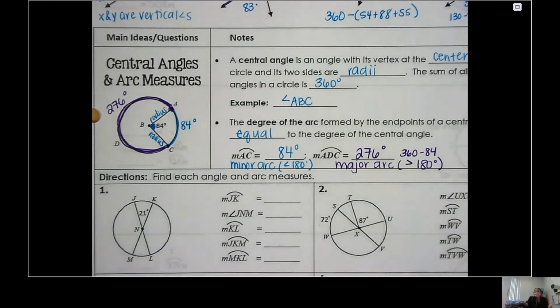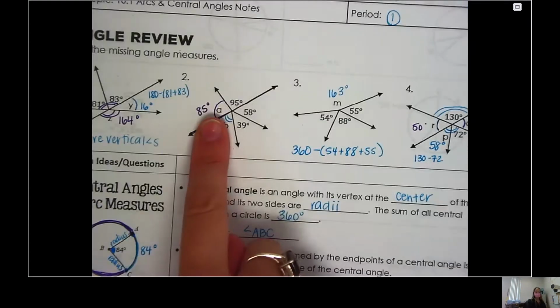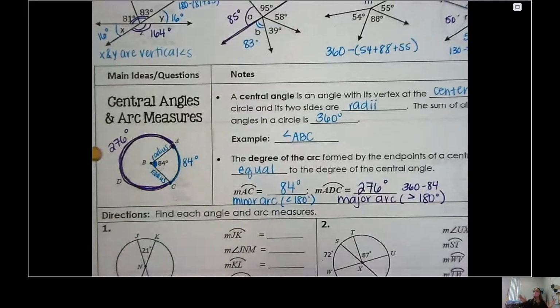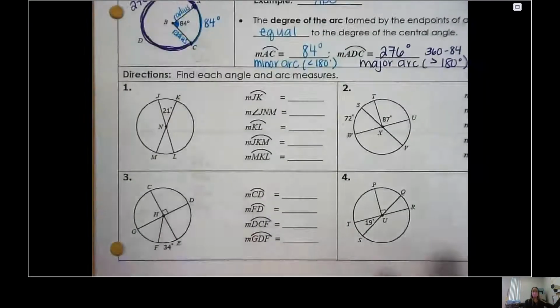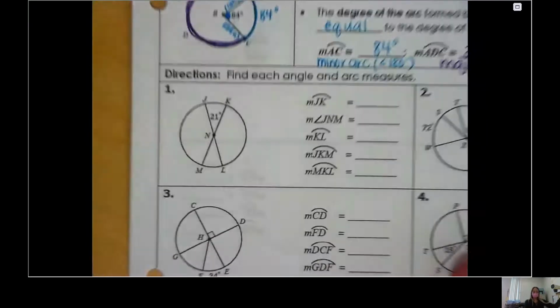Okay, that is literally it for what we're doing today. Now we're just going to solve for some unknown angle measures. So it's just like this up here, except instead now it's in a circle. Okay, so let's take a look at number one.